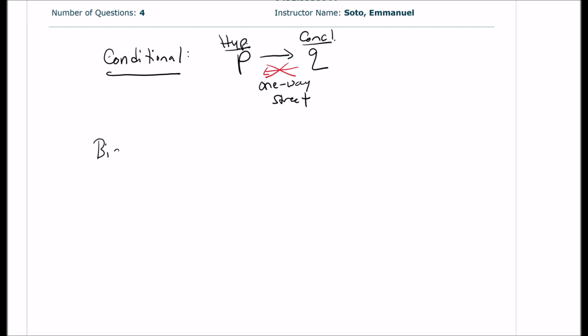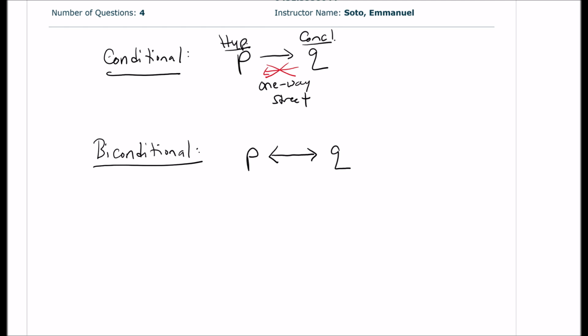However, in a biconditional, bi meaning two, so you have two conditions, you can have a two-way street. You can establish a two-way street. Okay, so it goes in both directions. Sometimes we write it like that, and sometimes we just do a two-way street. Okay, this is the best way to do it. Let me draw that a little better. Okay, so there's my two-way street now.